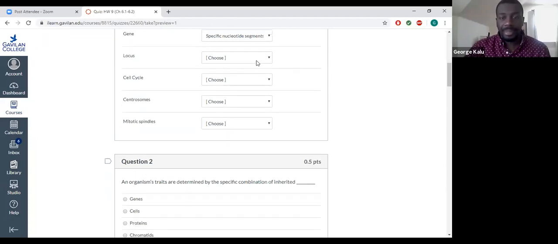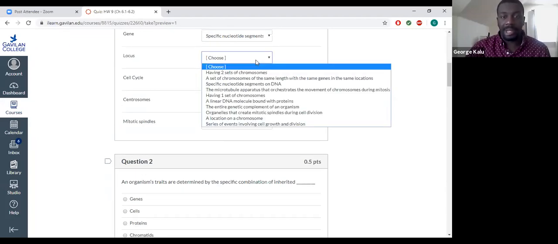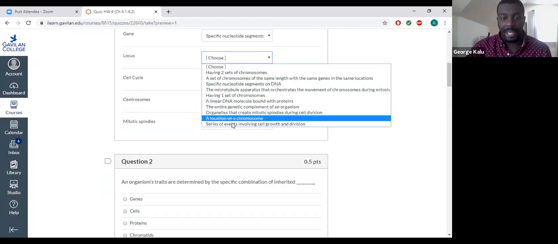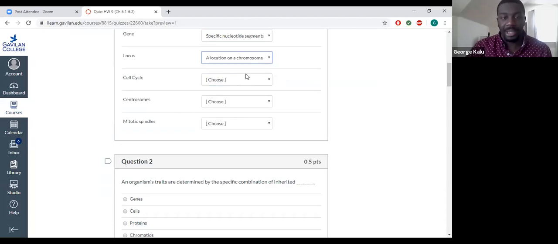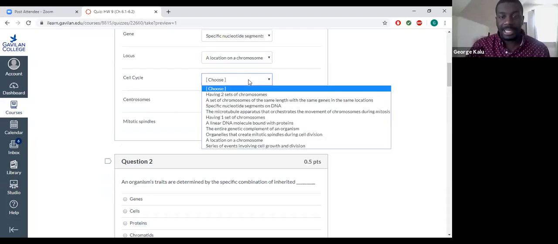Perfect. Okay, what about a locus? What is a locus? A location on a chromosome, right? Perfect, Michaela. Yeah, so a locus would be just a specific location on the chromosome. Perfect. What's the cell cycle?